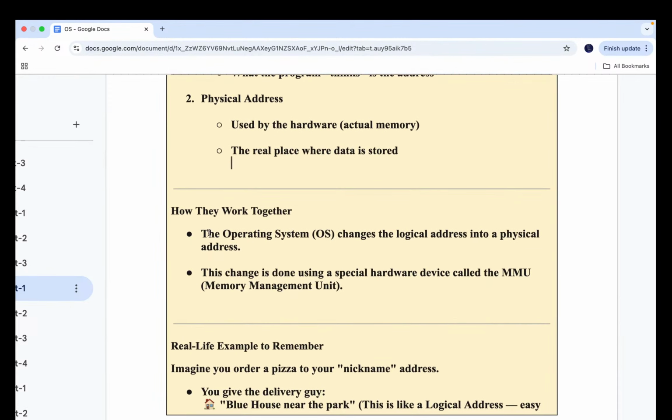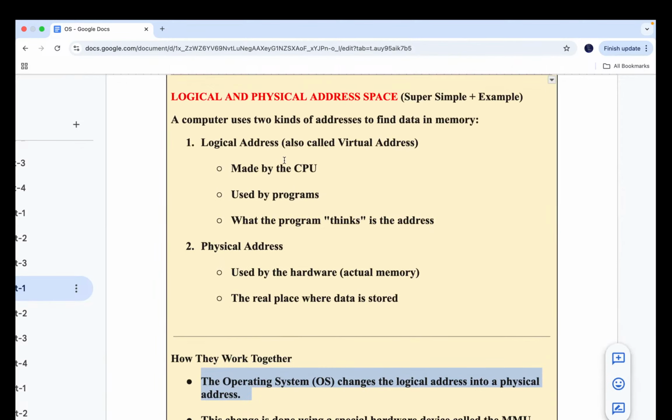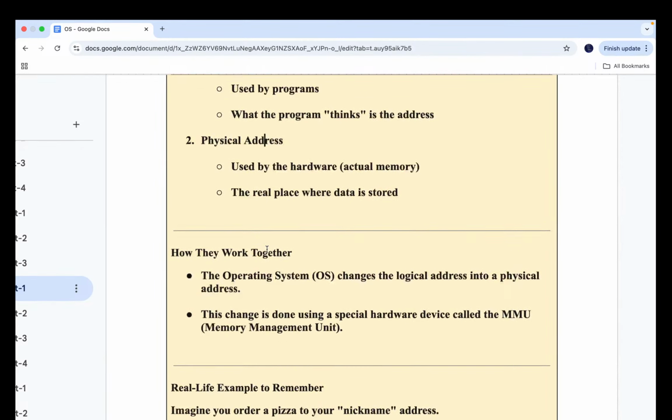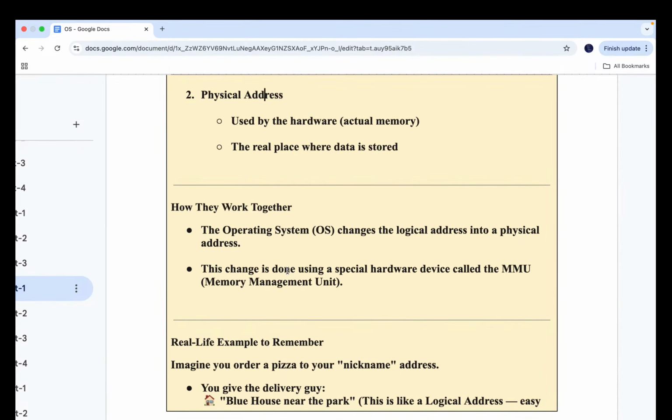How they work together: the operating system changes the logical addresses into physical addresses. This change is done using a special hardware device called the MMU, Memory Management Unit.